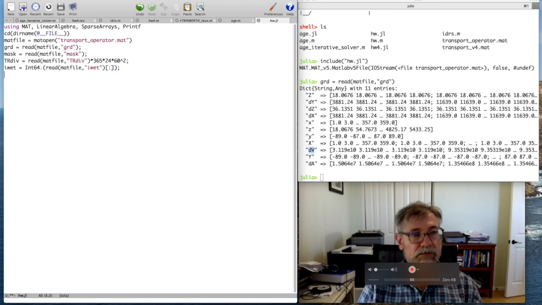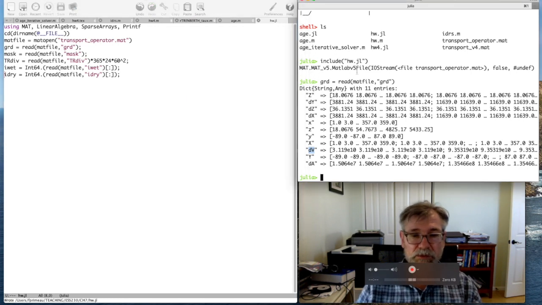like that. And idry would be the indices, which I'm going to convert to integers, of the dry grid points. We don't use that variable, but I thought I would just read it in so I can show you. Colon like this. All right, let's see if I can run that.